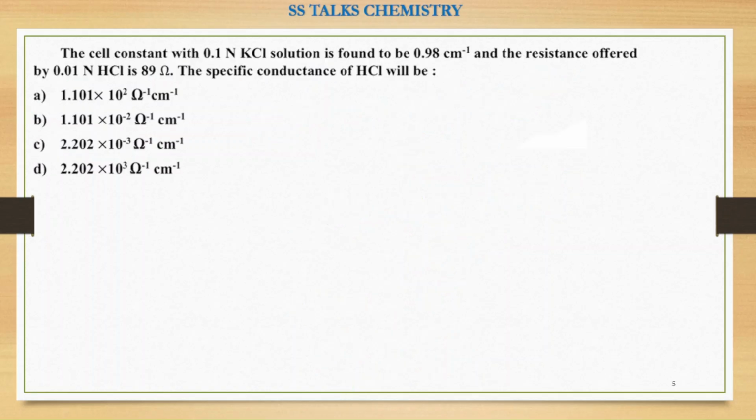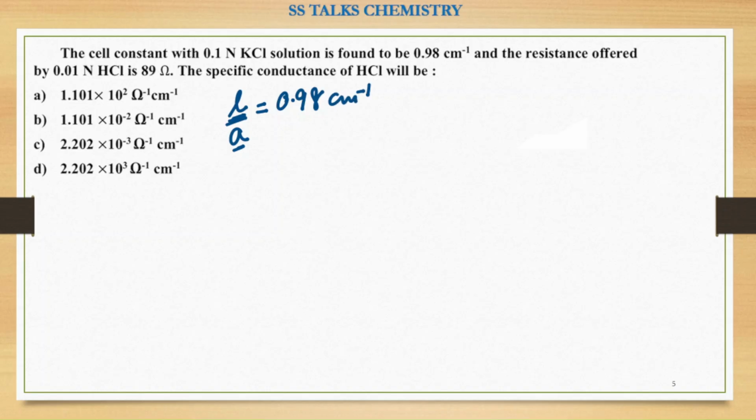Moving on to the next one, we have this question. It says the cell constant for a 0.1 normal KCl solution is found out to be 0.98 centimeter inverse. Cell constant means length upon area. When you are carrying out electrolysis in the electrolytic cell, the distance between the electrodes is denoted with the length L, and A is the area of cross section of the electrode. The ratio of this length to the area is called the cell constant. Its value is given to us, that means it is 0.98 centimeter inverse.